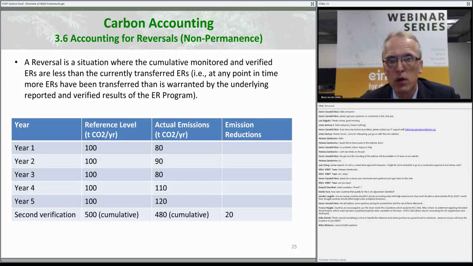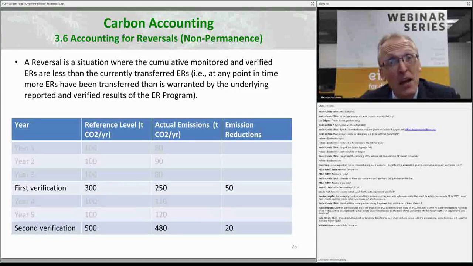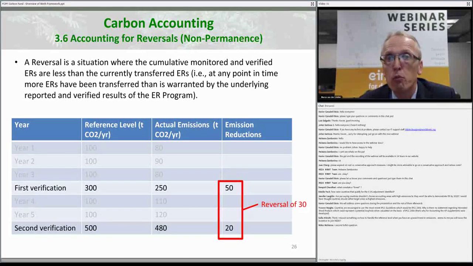But remember, previously the carbon fund had paid you for 50. So that's what we call a reversal. In this case, there will be a reversal of 30, because you've been paid for 50. Actual cumulative at the second verification is only 20. So there's been a reversal of 30 credits. And those credits will need to be compensated somehow.